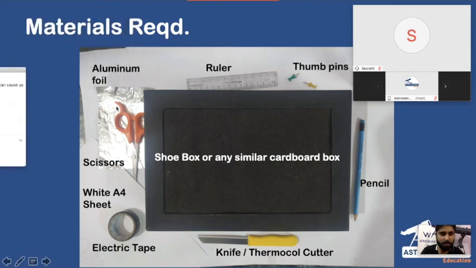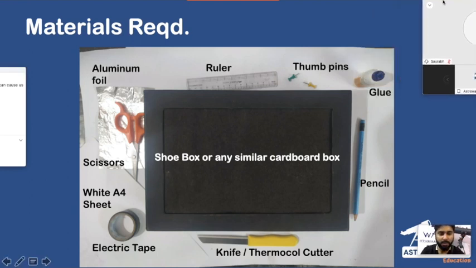I will share a small video of how to make this projector with whoever has registered for the session. So either you can take a note right now, or you can just see it later.